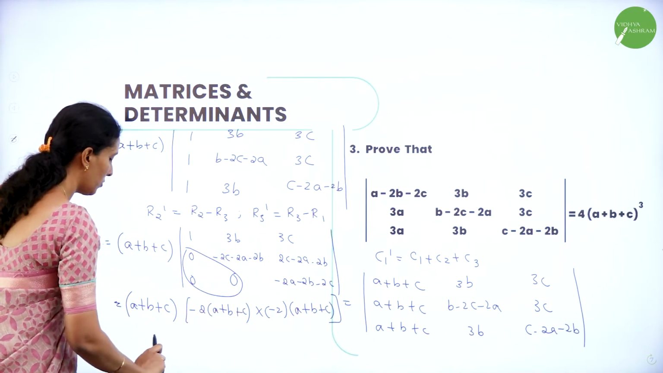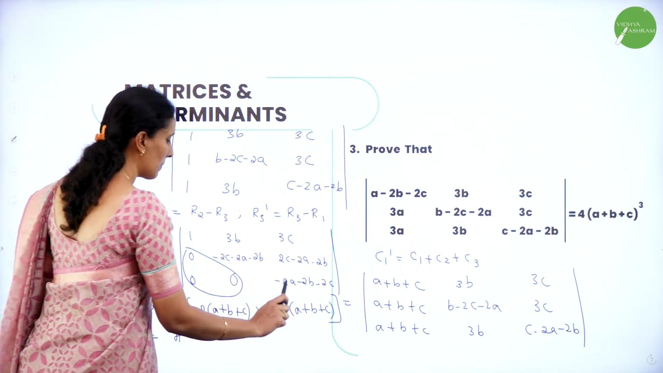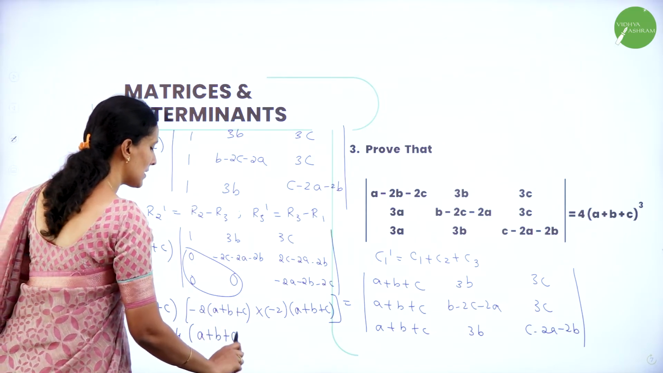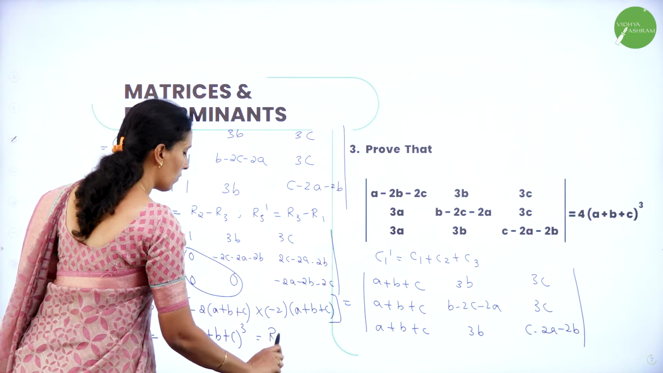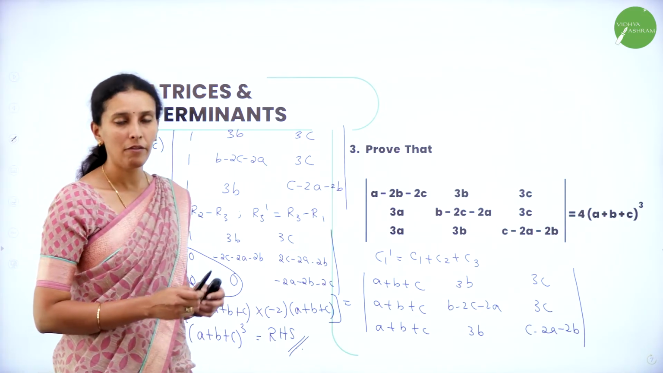So minus 2 into minus 2 becomes 4. A plus b plus c, a plus b plus c, a plus b plus c, 3 times, which becomes a plus b plus c whole cube, and that is equal to the right hand side of the given result. Hence, we have proved it.